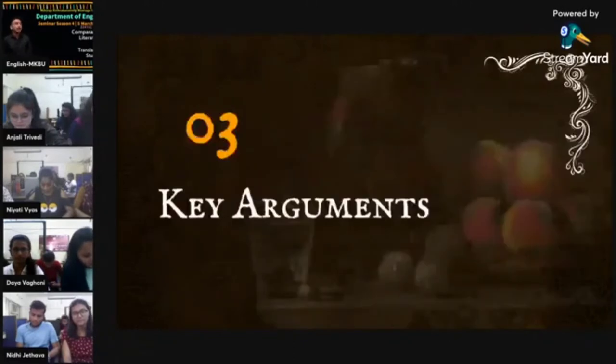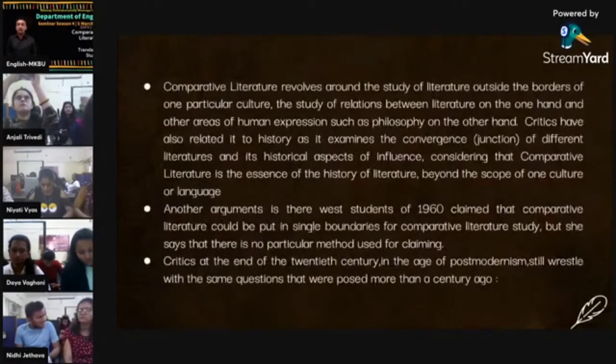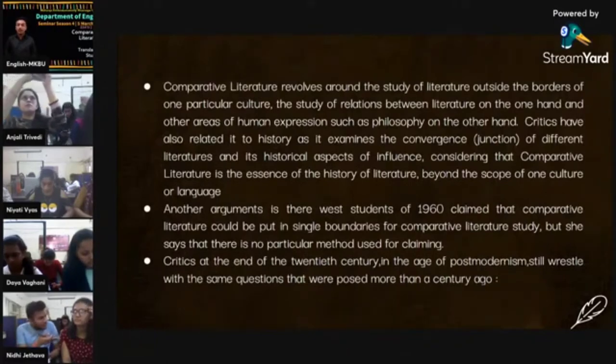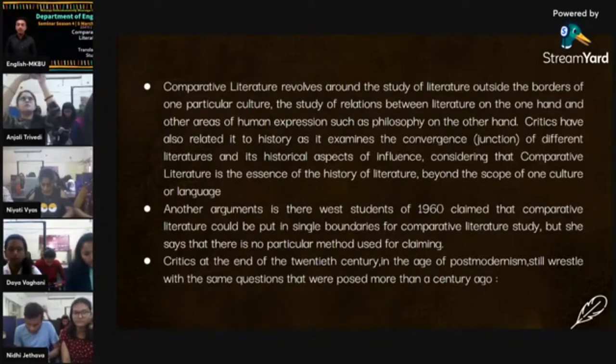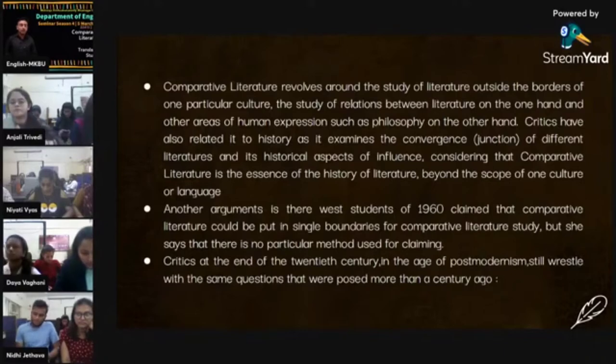So our third point is key arguments. Comparative literature revolves around the study of literature outside the borders of one particular culture. It studies the relation between literature on the one hand and other areas of human expression, such as philosophy, on the other. Critics have also related it to history, as it examines the convergence of different literatures and their historical aspects of influence, considering that comparative literature is the essence of the history of literature beyond the scope of one culture or language.